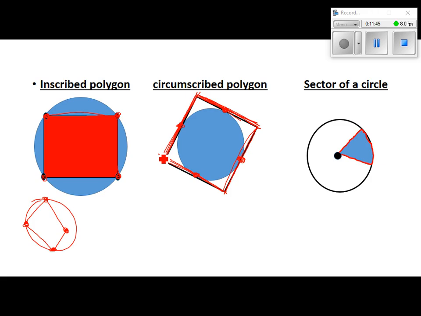A sector of a circle is just like a piece of the pie. Sector of a circle has to be 2 radii. They both have to go to the center point here. And it's that area right there. That's the sector of a circle. So it's like you're cutting out a piece of the pie. That certain section.